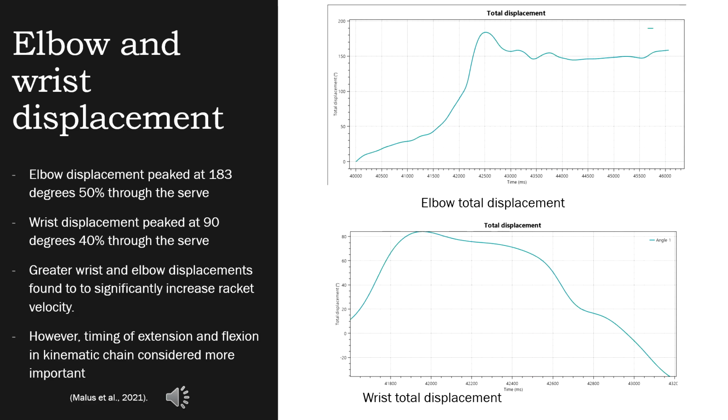As shown in these graphs, total elbow displacement peaked at 183 degrees, roughly 50% through the serve, while wrist total displacement peaked at 90 degrees, roughly 40% through the serve. A systematic review from Lamprich and Co. reported significantly larger angular displacements for elbow and wrist, which correlated to greater wrist, elbow, and racket velocities across these studies. Wrist and elbow displacement can contribute significantly to racket velocity. However, the timing of extension and flexion in the kinetic chain is more important for ball velocity.